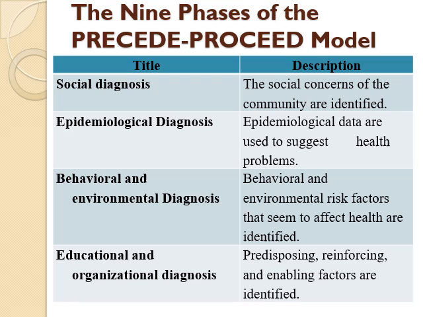The nine phases of the PROCEED model. Title: Social diagnosis. Description: social concerns with the community are identified. Epidemiological diagnosis: epidemiological data are used to suggest health problems. Behavioral and environmental diagnosis: behavioral and environmental risk factors that seem to affect health are identified. Educational and organizational diagnosis: predisposing, reinforcing, and enabling factors are identified.